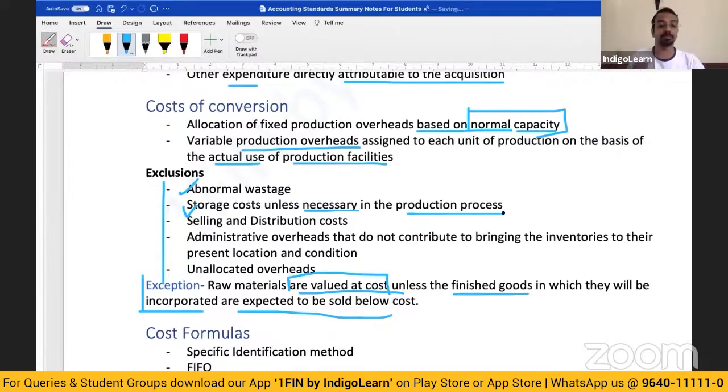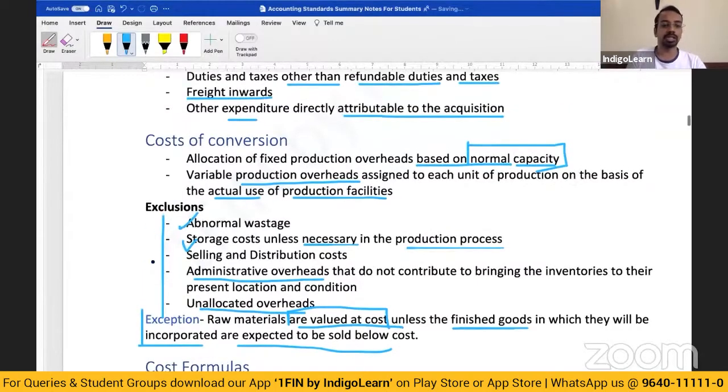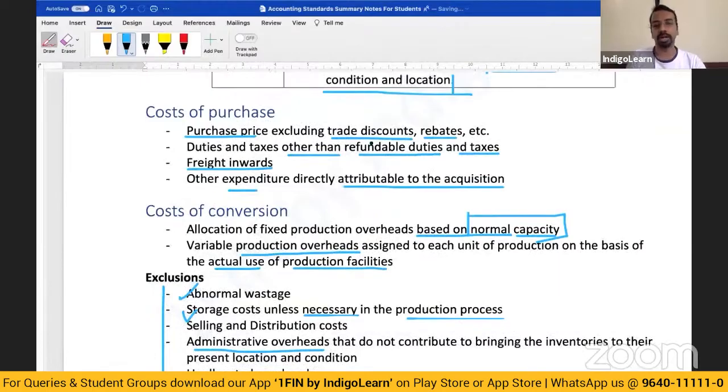Generally it could be a case where you store, let us say, a product like wine. The more you store, the more value it gets. Because it is getting more value because of storage, you may include the storage cost. Otherwise you will not include the storage cost. Selling and distribution cost, never, because those are related to sales. Administrative overheads also you will exclude, unless those are incurred to bring the inventory to their present condition and location, very less chances, and any other unallocated overheads, right? So these are what is excluded, these are what is included.